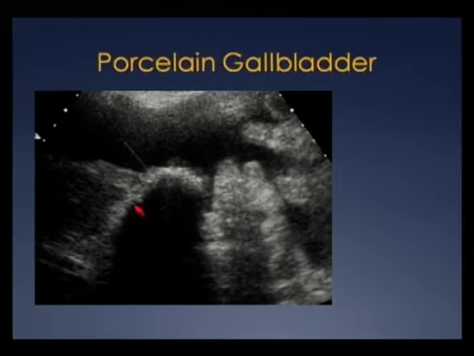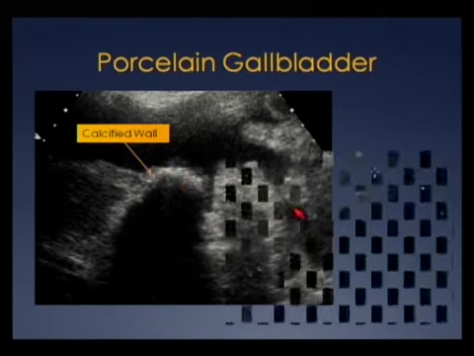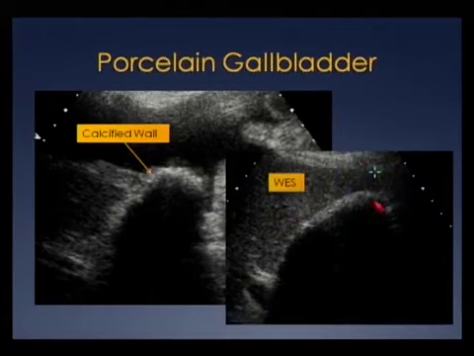So here's an example of a patient where this is the top of the gallbladder. The wall is calcified. We see the echogenic wall with dense posterior acoustic shadowing. Patient happens to have ascites. And this is the same patient we saw previously, stone-filled gallbladder. It's really hard to differentiate the two.